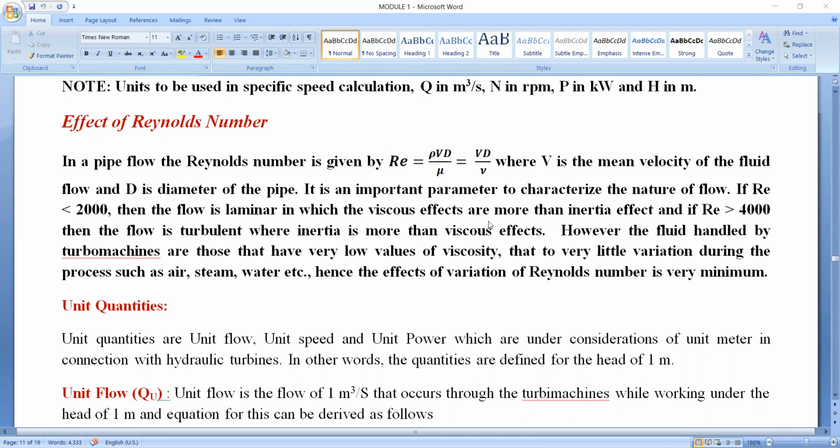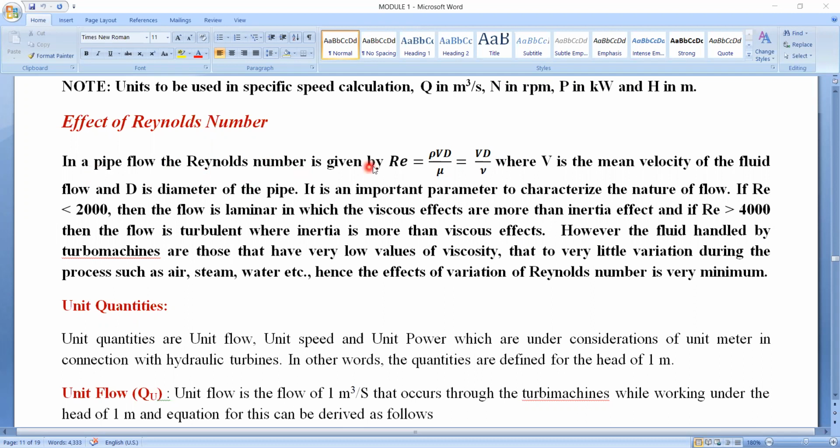This is the fifth lecture on the turbo machines introduction, module number 1. The content of this video lecture is the effect of Reynolds number on the flow. Next, we'll see the unit quantities like unit flow, unit speed, and unit power, and also the equations for these unit quantities. First we'll see the effect of Reynolds number.